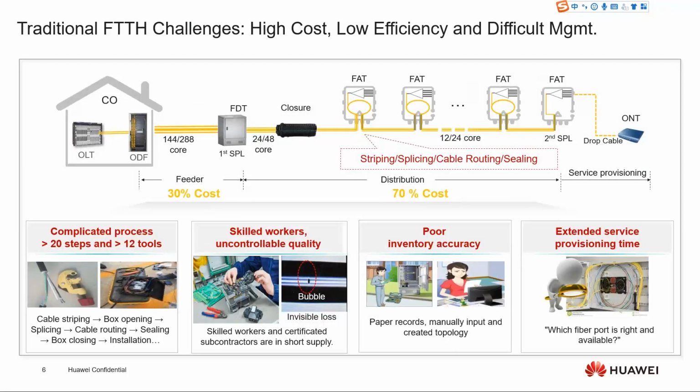Specific to product solutions, the traditional ODN part of the fiber access network uses a lot of fusion splicing technology. It is very flexible, but the problems are the complicated process and skilled workers required, unsatisfactory inventory accuracy, and long time for service provisioning. For example, when I worked in the laboratory, I hated fusion splicing.